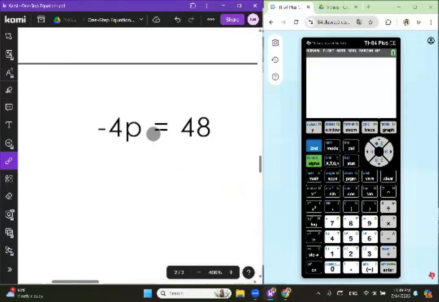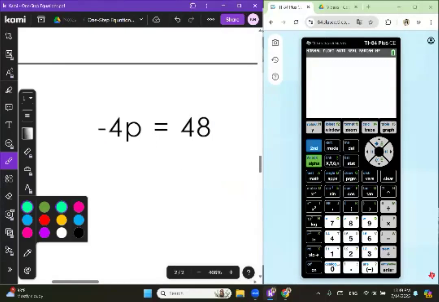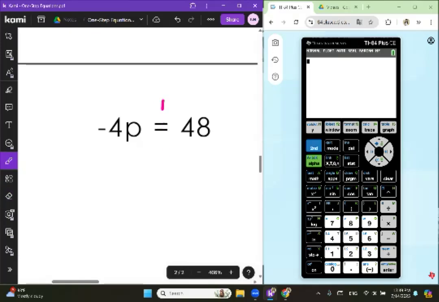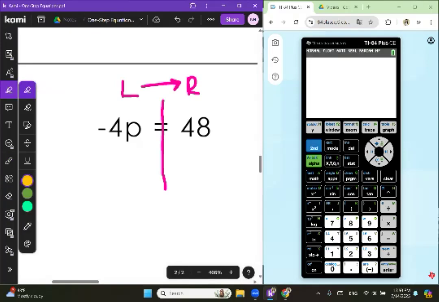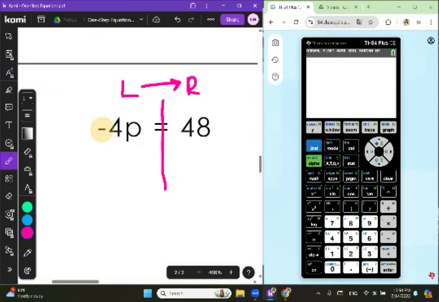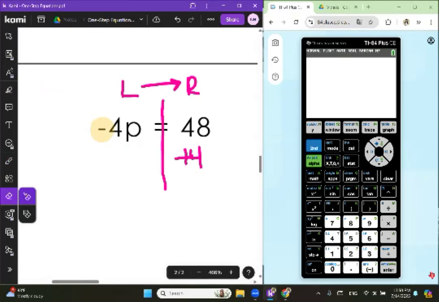Number 5. 5 is one a lot of students are going to mess up, especially those of you that like to rush through things. So first thing we want to do, draw our line, hopefully a straight line. Label our left and our right side. Our variable's on the left, so we move our numbers to the right. About 5 out of 10 students are going to see this minus sign right here, and they're going to say, okay, plus 4. Wrong. You need to see what is connecting the 4 to the P.